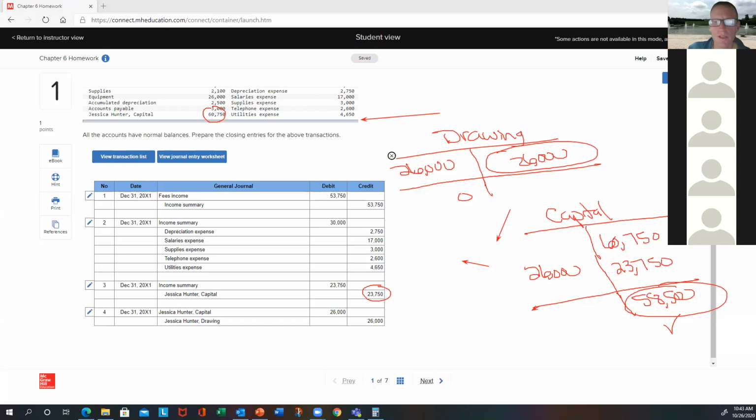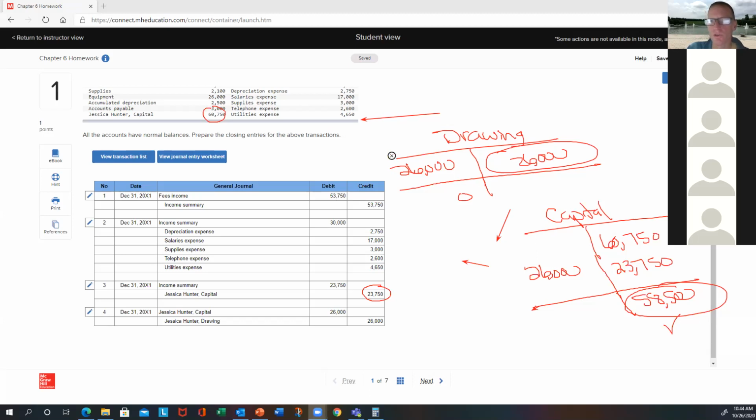All right, so are there any questions? Let me pause here for a moment. I've just showed you in a problem, I've just showed you the 4 different entries. And I also tried to illustrate the impact in a T account visual on how this also impacts your ledger.